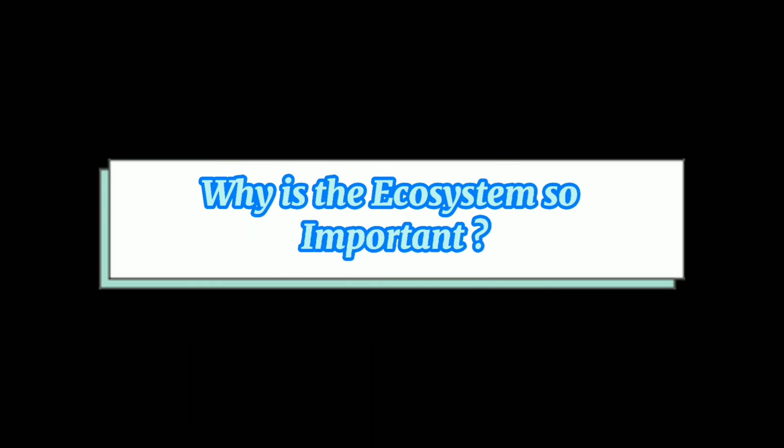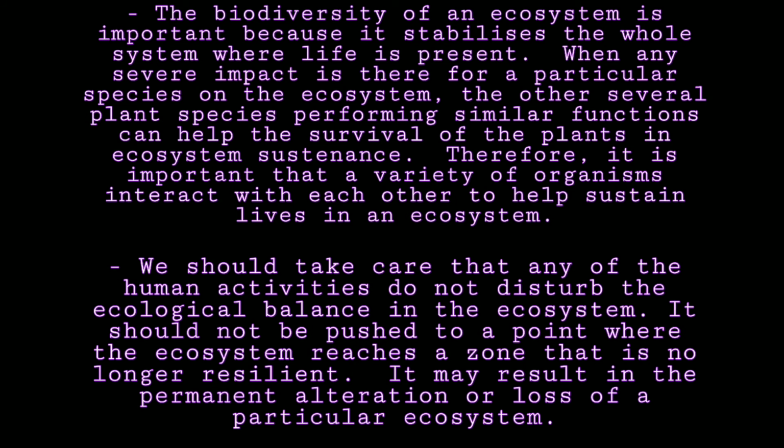Why is the ecosystem so important? The biodiversity of an ecosystem is important because it establishes the whole system where life is present. When any adverse impact is there for a particular species on the ecosystem, the other several plant species performing similar function can help the survival of the plants and ecosystem sustenance. Therefore, it is important that a variety of organisms interact with each other to help sustain lives in an ecosystem.